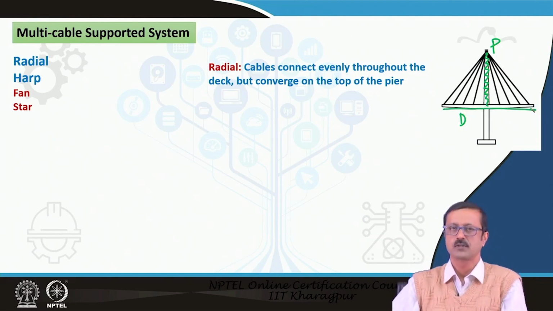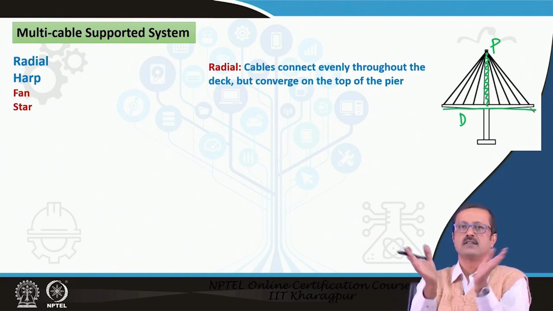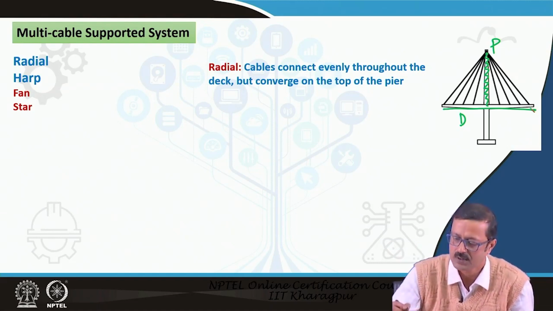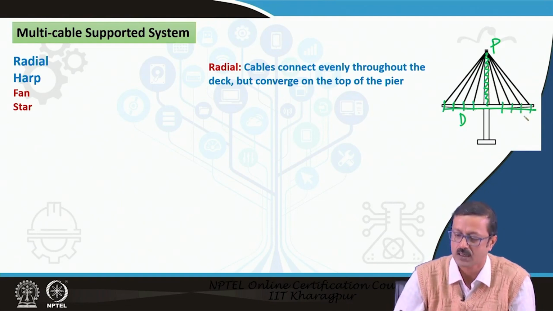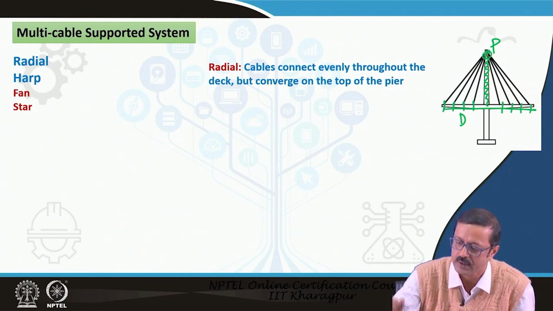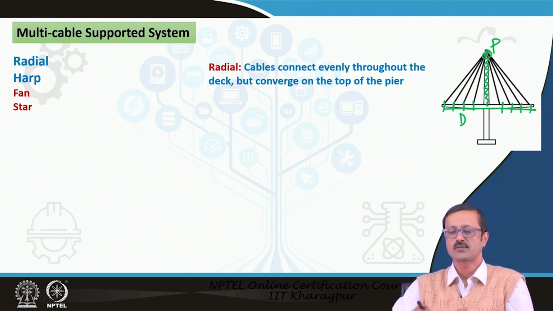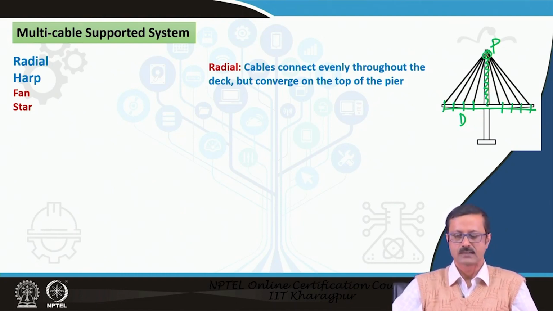So, the deck has to be supported, and the deck is cantilevered out. So it has to be supported by even cables which are connected to the deck at a uniform distribution, but they are connected at the top at a single point and converge from the deck to the pylon or the pier. This is called the radial system.